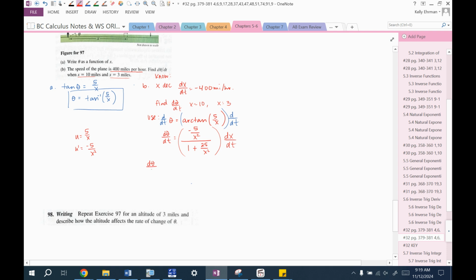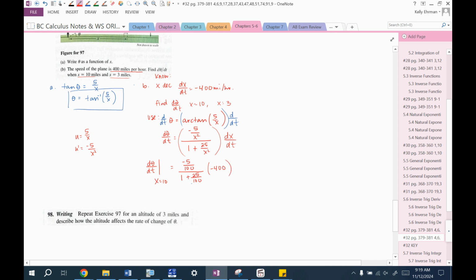So d theta dt, when we evaluate at x equals 10, you could clear out the x squared, by the way, but I'm not going to worry about simplifying. Let's just keep going. So this is negative 5 over 100 over 1 plus 25 over 100 times negative 400.